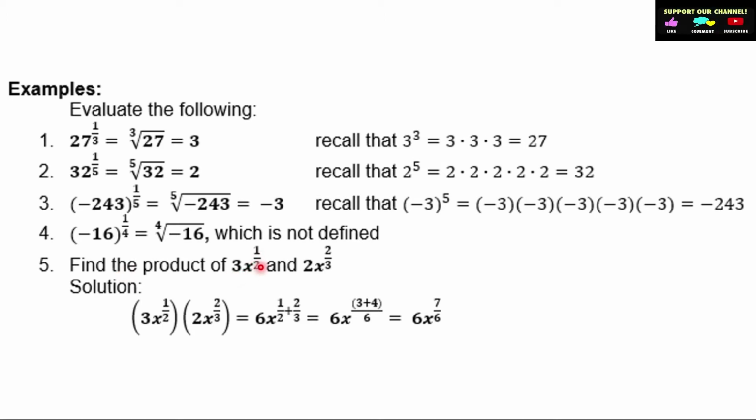For number 5, find the product of 3x to the power of 1/2 and 2x to the power of 2/3. Okay, this is something we need to remember. So, recall the law or rule for fractions.